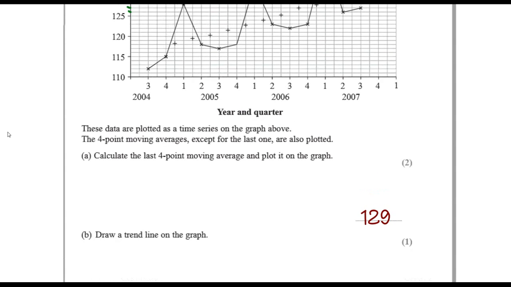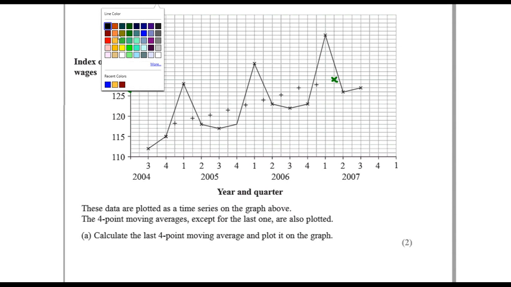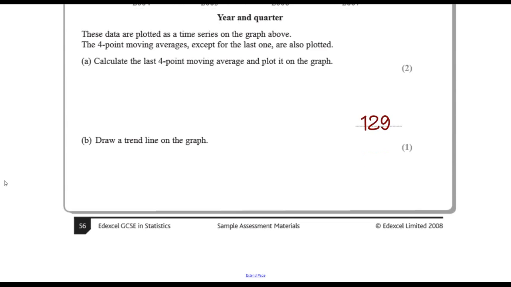Draw a trend line on the graph. So a trend line is going to go through as many of these points as we can. Try and get it bang in the middle of the moving average points. Okay, so let's put it on in a nice red colour. Now we're going to start it as early as possible and go right to the end. So I know what these questions are like these days. They might ask us something else after.